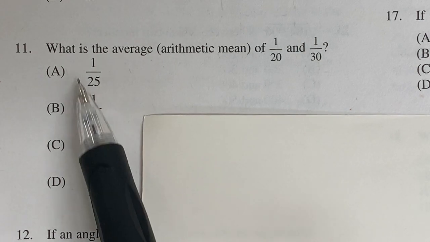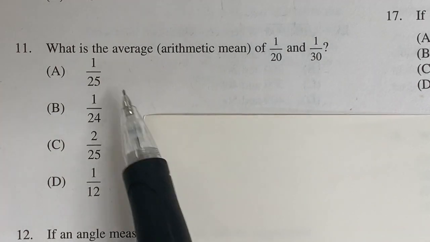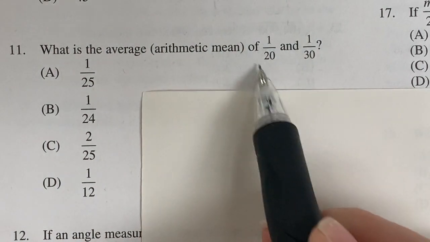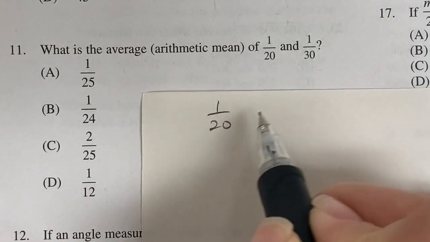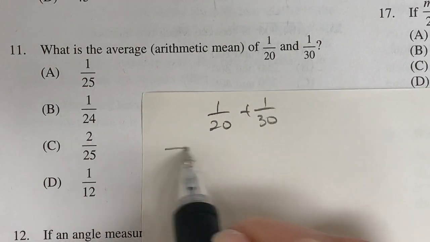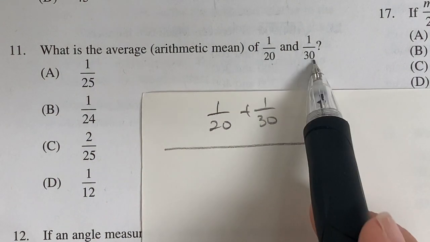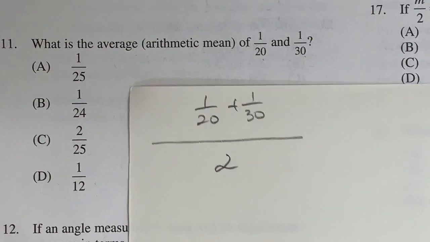They will always put this answer in the answer choices because they know a lot of people would do that. But remember, average means you have to add all the terms. Okay, so in this case, it's 1 over 20 plus 1 over 30. And you have to divide by the number of terms. I have 1 term and 2 terms. So I'm going to divide by 2. So this is the right answer.